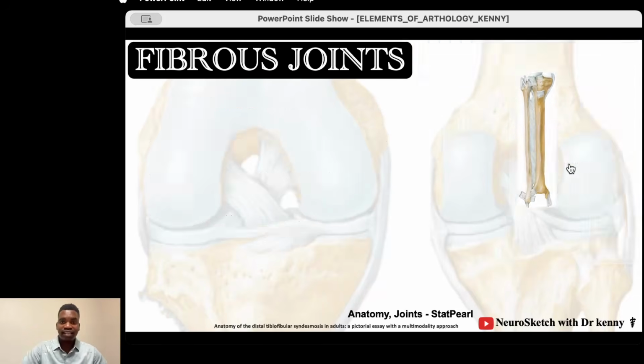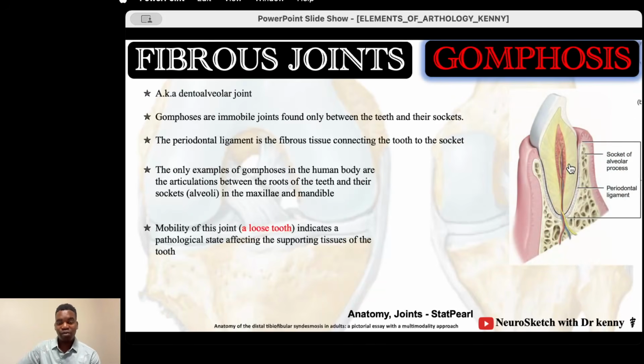So lastly, let's discuss gomphosis. Gomphosis is also unique. This group of fibrous joints is a group of unique joints. There is nowhere else you are going to find gomphosis apart from the joint between the tooth and its alveolar socket. So we have a socket here, and then we have a tooth.